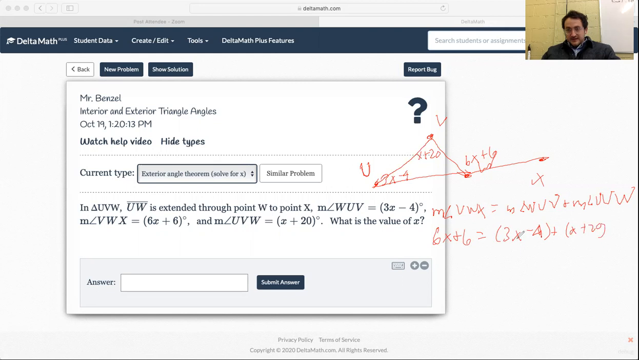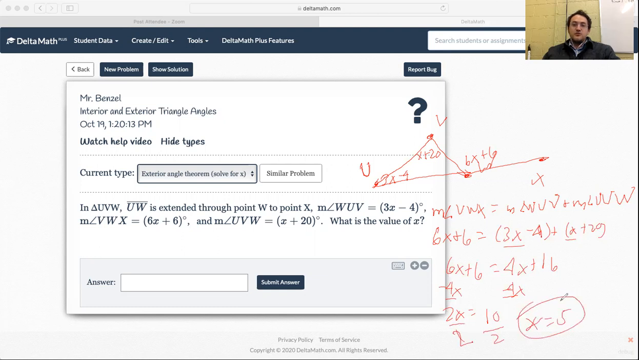And I'm just going to combine like terms. So I got 6x plus 6 equals 4x, and then 20 minus 4 is 16. Move the 4x to the other side. So I got 2x is equal to 10. Divide both sides by 2 and get that x is equal to 5. It just asks, what is the value of x? We get that x is equal to 5.